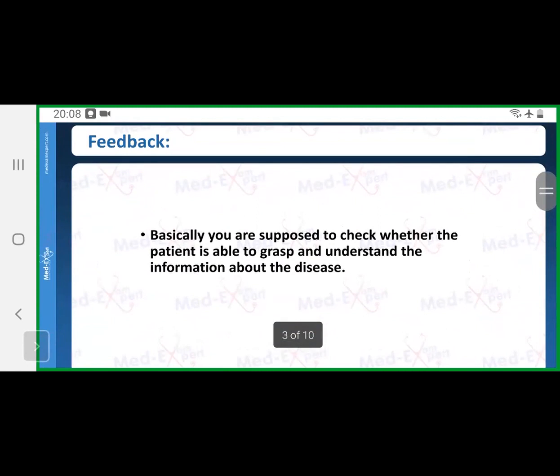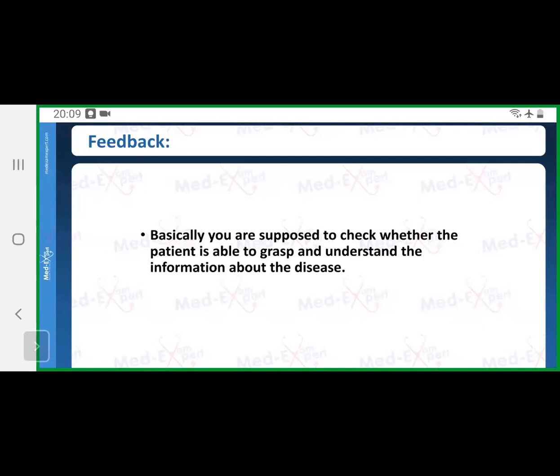So you are supposed to check whether the patient is able to grasp and understand the information about the disease. As all of you must be aware, in OET speaking there are role play cards. If you are going to appear in the exam, you will be taking the role play as a doctor, okay? And the invigilator will be the patient. So when you will be talking to the patient in the OET exam, if you will not be taking the feedback, then you will definitely lose marks.